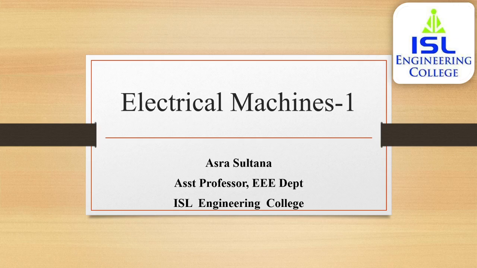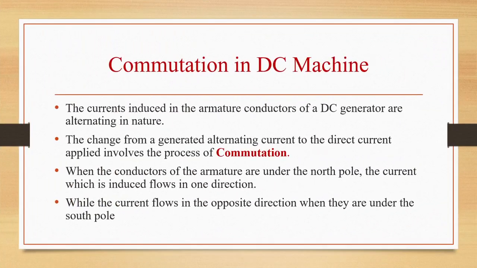So in the previous classes we have seen about armature reaction and commutation. So let us see what exactly was the commutation. Currents induced in the armature conductors of a DC generator will be alternating in nature. But as it is a DC generator, we want DC output, DC voltage. So we are converting the alternating voltage into DC voltage, and for this purpose we need a commutator. Commutator is nothing but a mechanical rectifier which converts AC to DC.